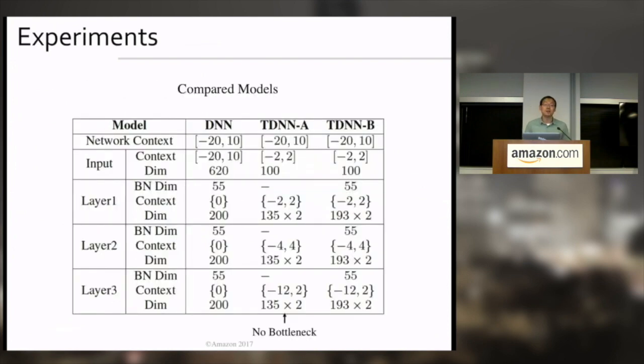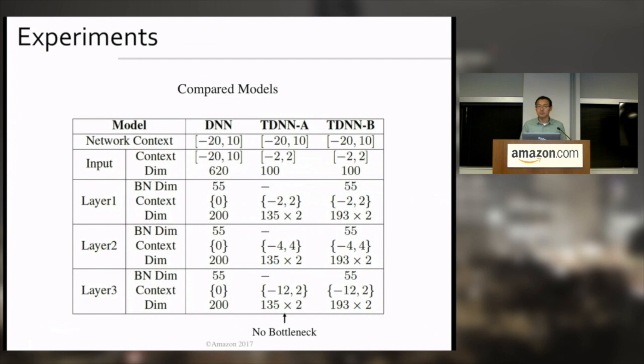Okay, for our experiment here as baseline, we trained a DNN with 3 hidden layers. And this DNN is also compressed by the SVD. We have been finding that SVD compression could improve the DNN performance. So this DNN is a very strong baseline. It has 20 frames in the past and 10 frames in the future as the input context. Because we have 20-dimensional features for every frame, as a result, this DNN would have a 620-dimension feature vector as input. And it has 55 as the bottleneck layer dimension and 200 as the hidden layer dimension.